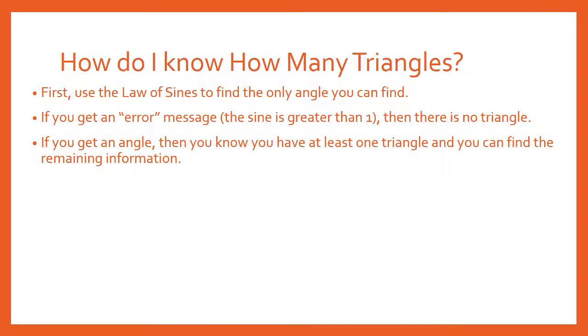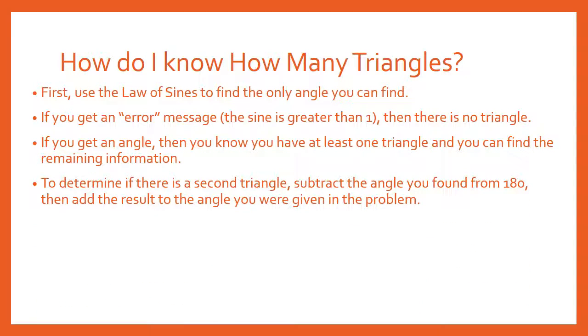If you do get an angle, then you know you have at least one triangle and you can go through and find the remaining information. Now, you do need to find whether or not there's a second triangle and find its information if there is one. How you figure it out is you subtract the angle you got from 180.